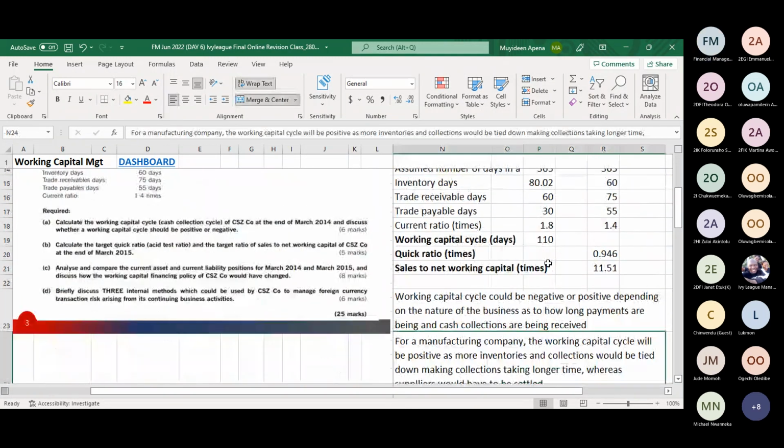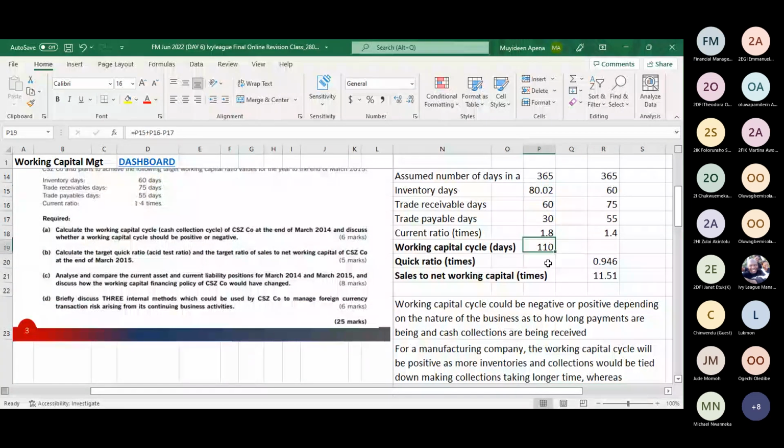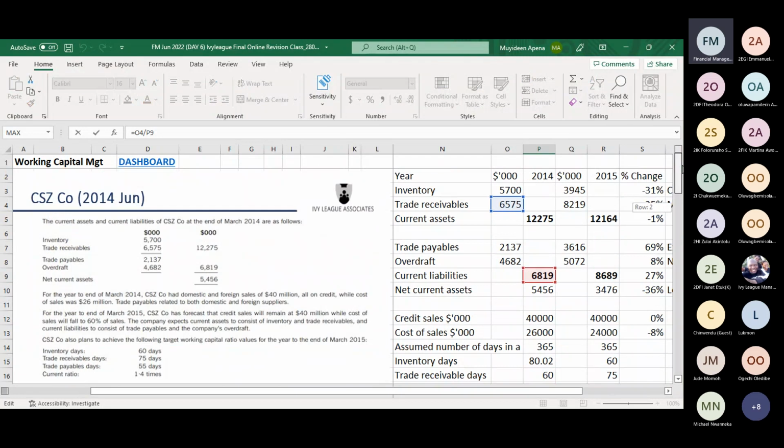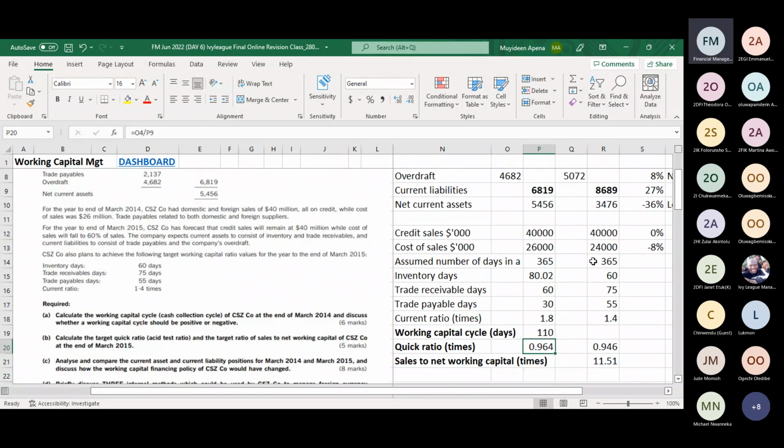1.8. Have you seen that? Hello? Quick ratio, 0.964. Can you see that? Can someone hear me? I can't hear anybody. We can hear you. Yes. Okay, good. So can you see that? Quick ratio 2014. Sales to net working capital, let's do that too. It equals sales divided by net working capital. Can you see it?